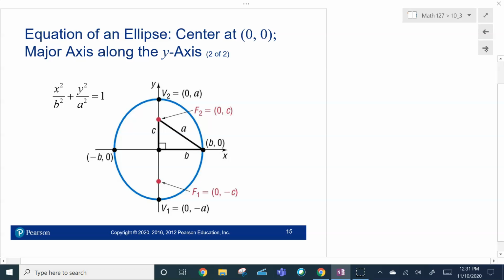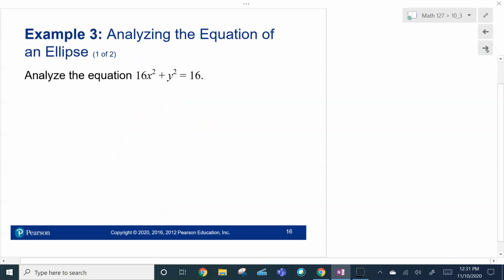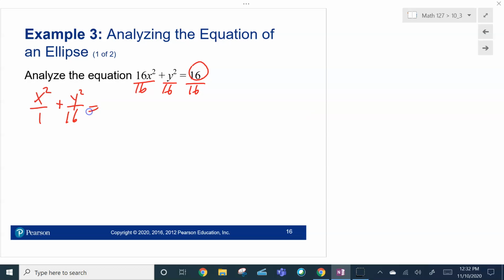So let's go ahead and work a problem here with that. Analyze the equation. First thing is, let's get this thing in the right form. With an ellipse, to put it in standard form, we're going to have it equal to 1. We want this number to be 1. So what we're going to do is divide by the same number. So we have x squared over 1, I'm going to put a 1 there so I know what that is, y squared over 16 equals 1.